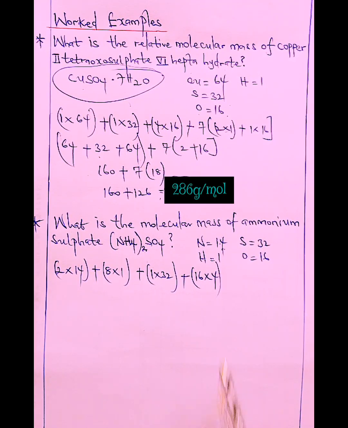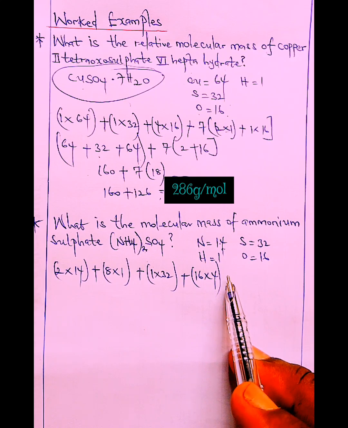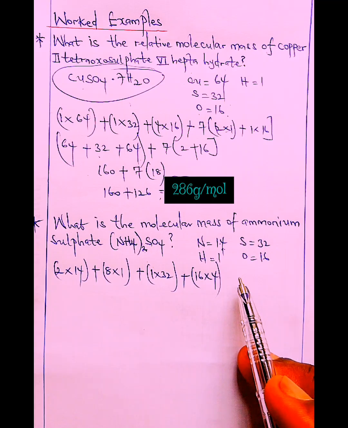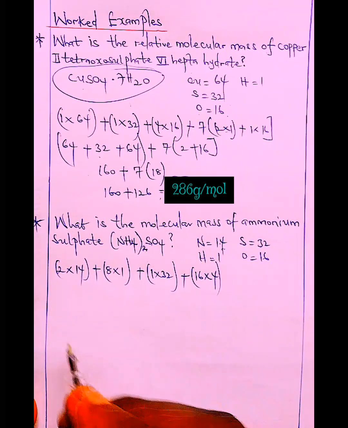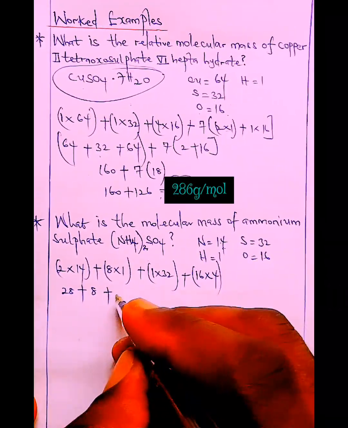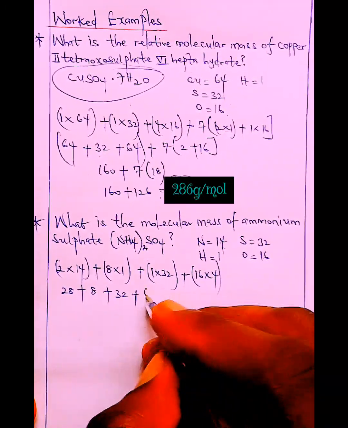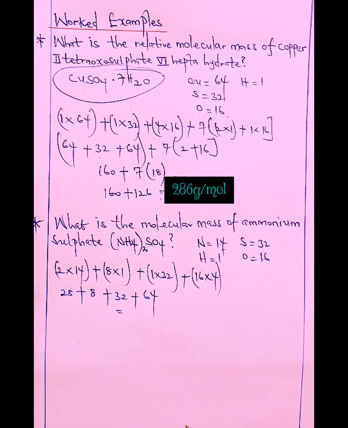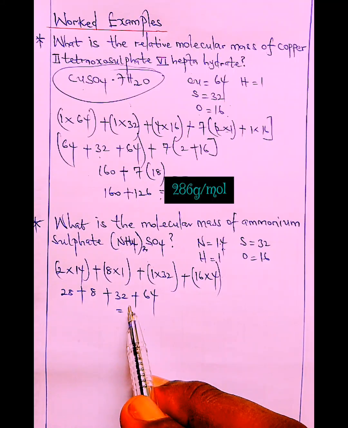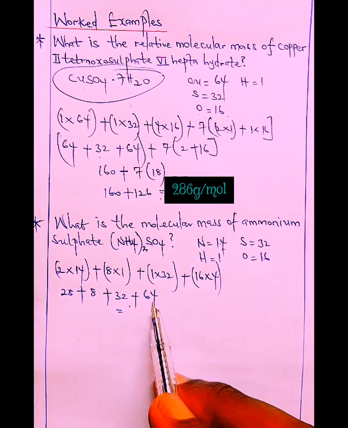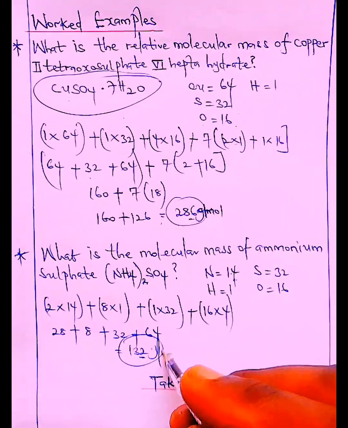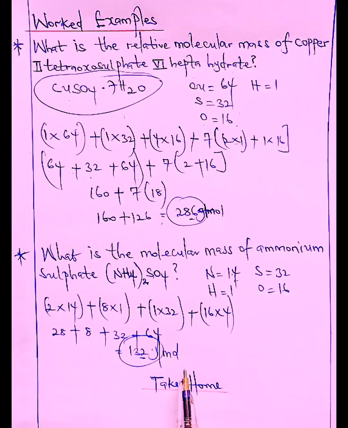Once we know the atomic mass unit, the next thing you have to do is to know the number of atoms each element has. Then from there, we'll put them together, and we're done with our molecular mass. So 2 times 14 will give us 28. 8 times 1 is 8. 1 times 32 is 32. 16 times 4 is 64. So just add all this up. 28 plus 8 is 36. 36 plus 32 is 68. 68 plus 64 will give us 132 gram per mole. So as easy as that.